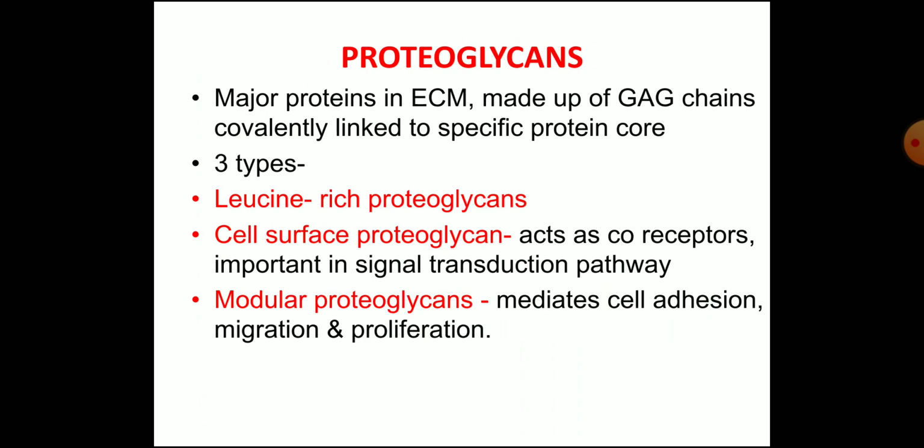Now what are proteoglycans? A few words about proteoglycans. They are a major protein of the extracellular matrix composed of glycosaminoglycan chains covalently linked to a specific protein core. There are three types: leucine-rich proteoglycan, cell surface proteoglycan, which acts as co-receptors for the signal transduction pathway, then the modular proteoglycans, which mediate cell adhesion, migration and proliferation. So proteoglycans are glycosaminoglycans attached to specific proteins.